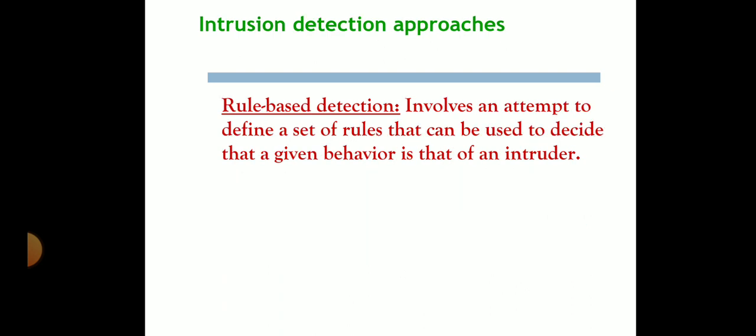Next is rule-based detection. It involves an attempt to define a set of rules that can be used to decide whether a given behavior is that of an intruder or not. For an intruder, we have to define some set of behaviors. If a particular user's behavior matches the set of rules, we can identify him as an intruder. So these are some of the intrusion detection approaches.